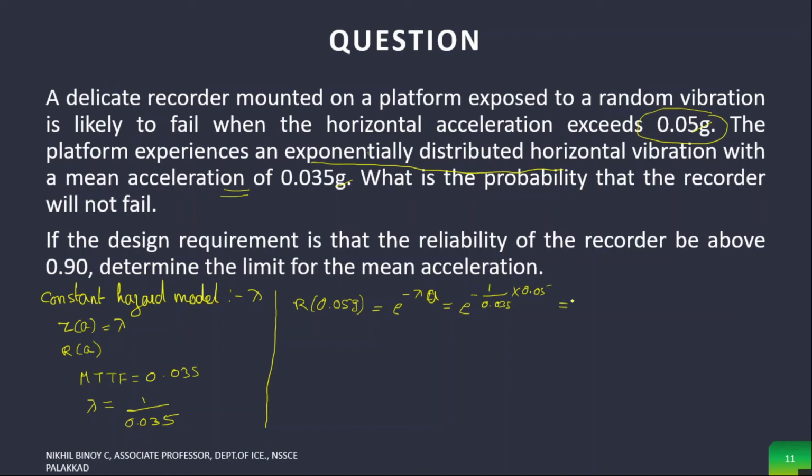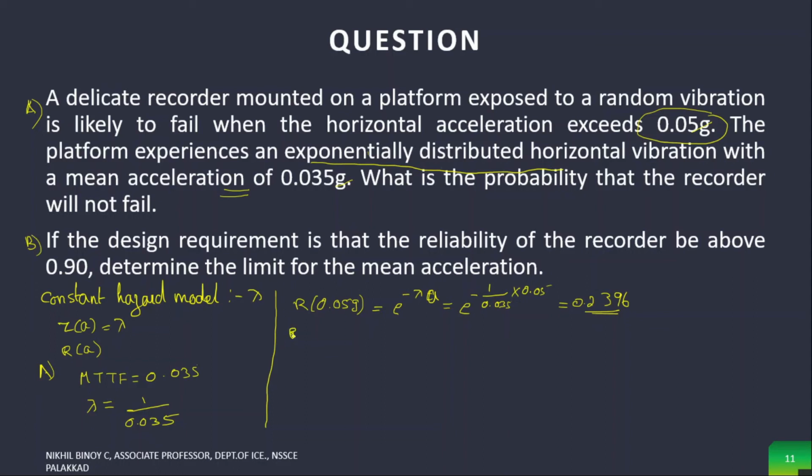What is the probability that the recorder will not fail? That means, what is the probability that the recorder will survive after 0.05 G? So the reliability corresponding to 0.05 G is 0.2396. Only 24%. That is the probability of survival. Okay, so the first part A is over. Now we have the second part.